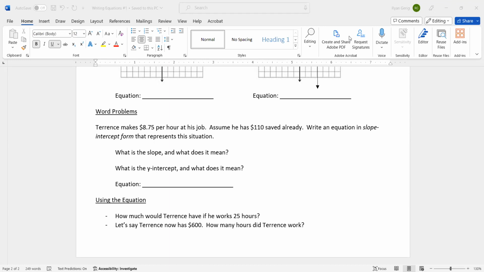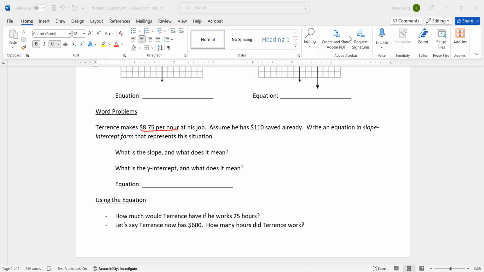So Terrence makes $8.75 per hour at his job. Assume he has $110 saved already. Write an equation in slope-intercept form that represents this situation. So what is the slope and what does it mean? So slope is something per something. We talked about that in lesson 1 with the rate of change.